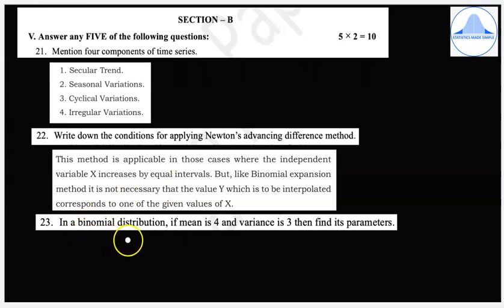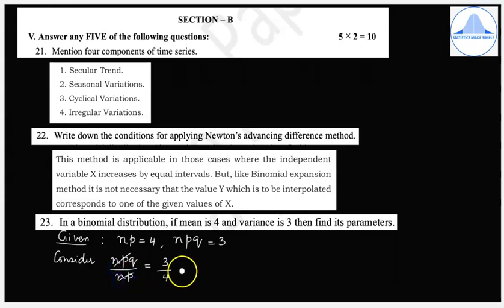23rd question. In a binomial distribution, if mean is 4 and variance is 3, then find its parameters. So let us write down the information which is given. Mean means NP. NP is equal to 4. Variance of the binomial distribution means NPQ is equal to 3. So now we have to consider the ratio NPQ divided by NP, using the condition that the mean is always greater than the variance for the binomial distribution. So this is equal to 3 divided by 4.